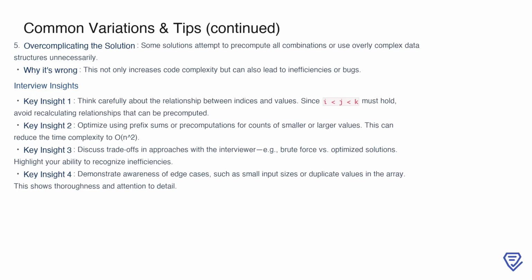Now, when this problem appears in interviews, it's important to highlight a few key insights. First, think carefully about the relationship between indices and values. Since i < j < k must hold, avoid recalculating relationships that can be precomputed. For example, using prefix sums or precomputed counts for smaller and larger values can reduce the time complexity to O(n squared). This optimization not only improves runtime but also demonstrates your ability to recognize and address inefficiencies.